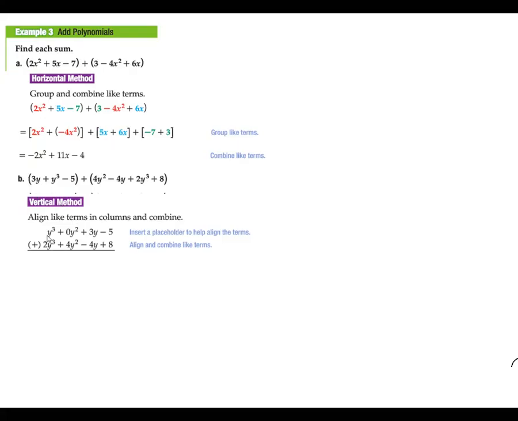So this first one will be y cubed plus 0y squared plus 3y minus 5, and then you put this one underneath it in standard form also, so 2y cubed plus 4y squared minus 4y plus 8, and then you just vertically add the like terms. So negative 5 plus 8 is 3, 3y minus 4y is negative y, 0 plus 4y squared is 4y squared, y cubed plus 2y cubed will give you 3y cubed.